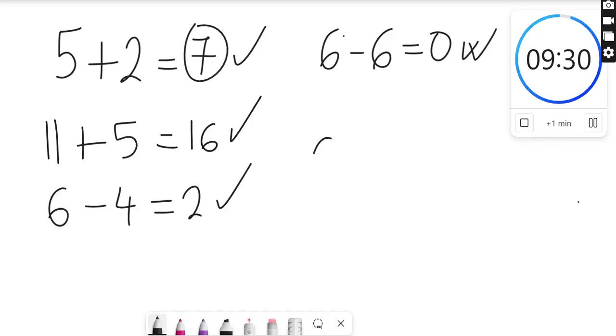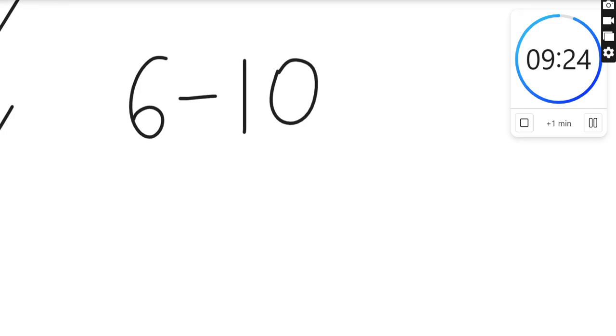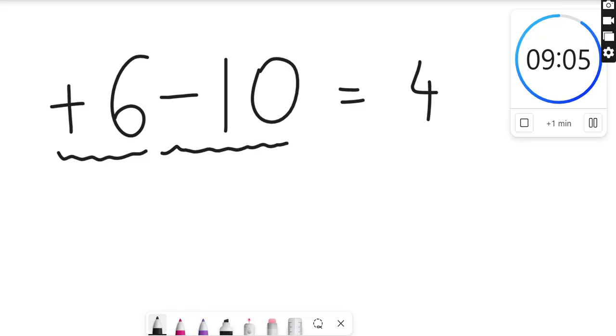But if we say 6 minus 10, we have to subtract 6 minus 10. Now, what some students do is, oh, the answer is 10. No, the answer is 4. No, the answer is not 4. Why is that? Because we have positive 6, right? When there is no sign, we have positive 6, and then we have to take away 10. So positive 6, negative 10.